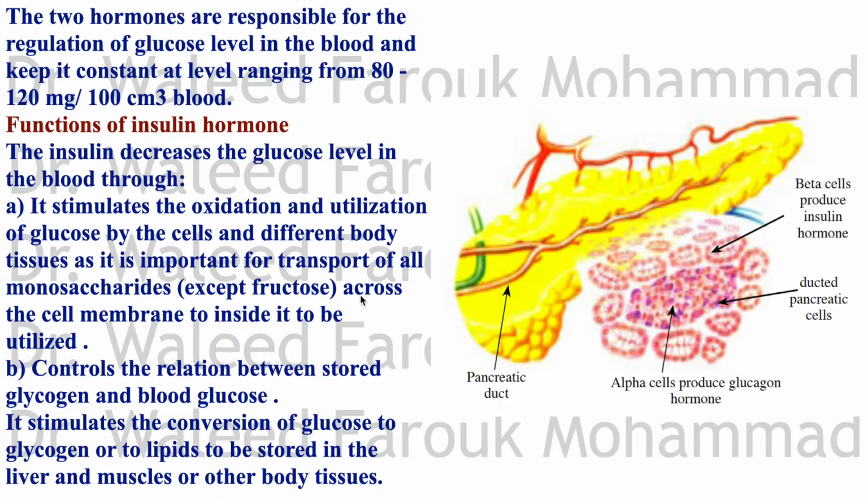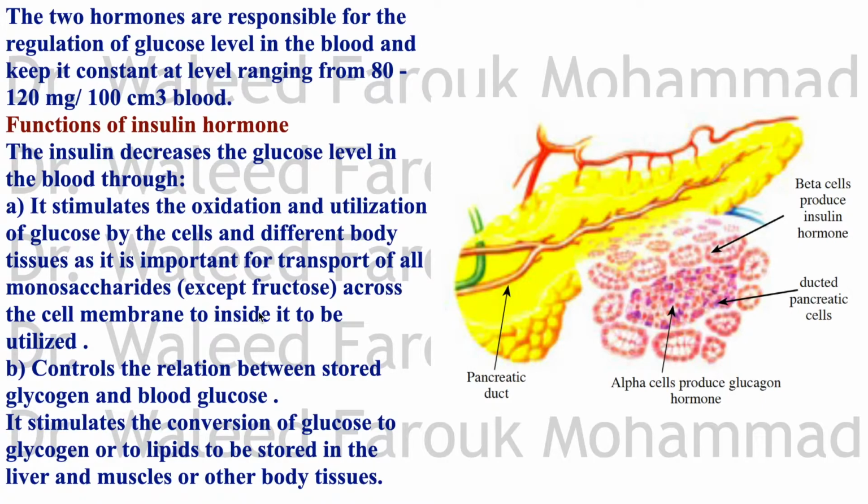The function of the insulin hormone is to decrease the glucose level in the blood. By what? By stimulating utilization of glucose by the cells. هو ده زي الشاتل او الباص اللي هياخد الانسولين من بره السيل هيدخلها لجوه السيل.